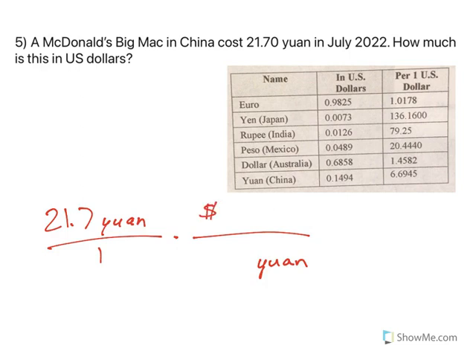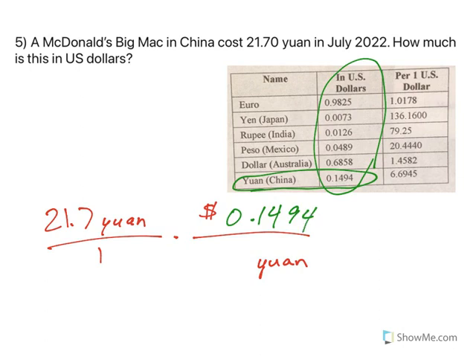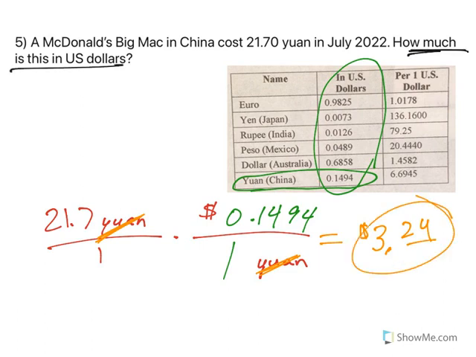Yuans are in the bottom, US dollars. Because the foreign currency is in the denominator, we're going to use our "in US dollars" column. I find my Chinese yuan here, and I get 0.1494 over 1. Now, that requires my yuans to cancel out. I multiply straight across, and I have roughly $3.24. Now, the second part of this question says, how much is this in US dollars?